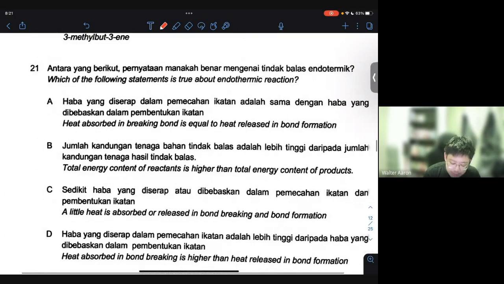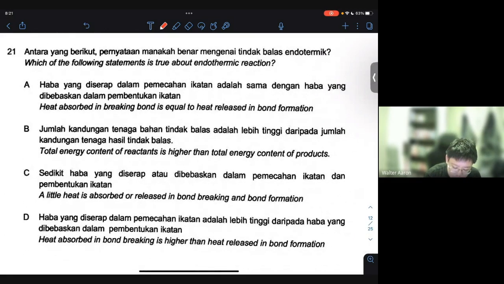21, which of the following statements is true about endothermic reaction? All right, so the best answer to describe an endothermic reaction is, let's take a look at the first one. Heat absorbed in breaking bond is equal to heat release in the bond formation. It cannot be equal. A is out.